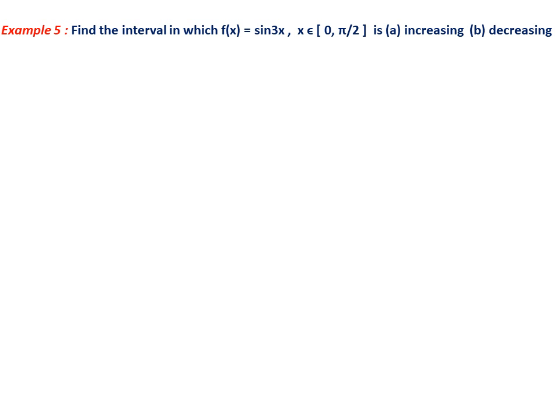So examples. This is example 5 in the worked out section. Find the interval in which f of x equal to sine 3x, x belonging to 0 to pi by 2, is increasing and decreasing. That means in the first quadrant. Now we have f of x equal to sine 3x and the given interval is x belonging to 0 to pi by 2. So now first we shall find f dash x, that is differentiate sine 3x, you get 3 cos 3x. Now what is the condition now?